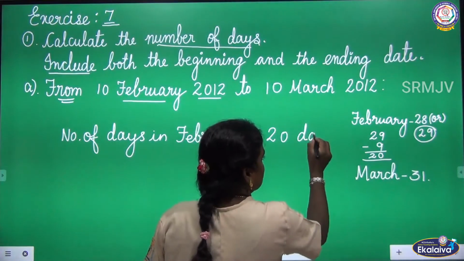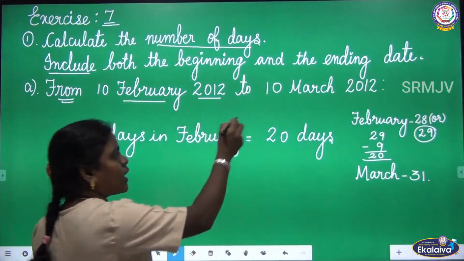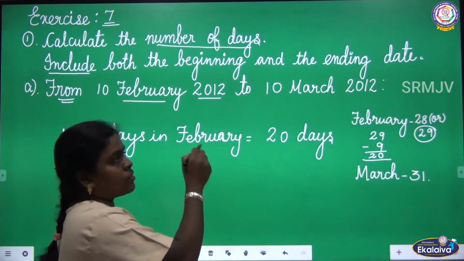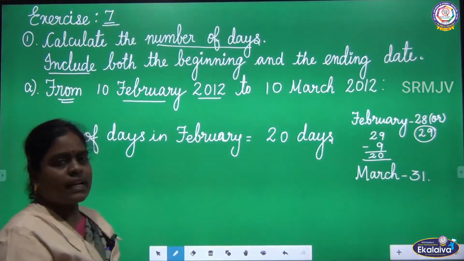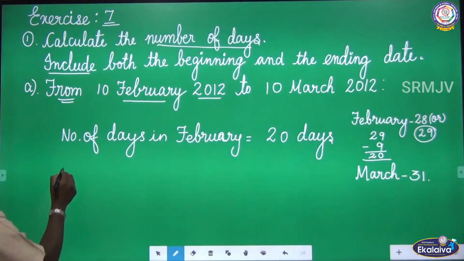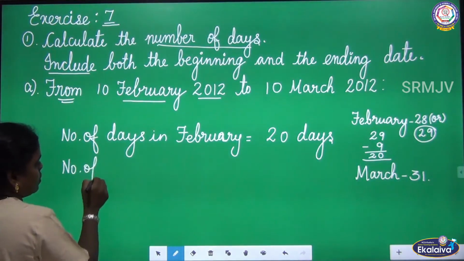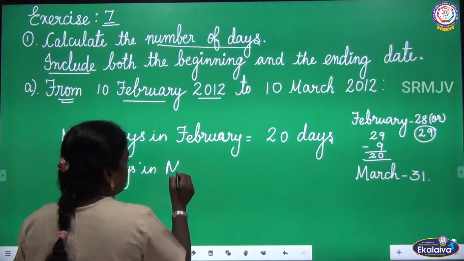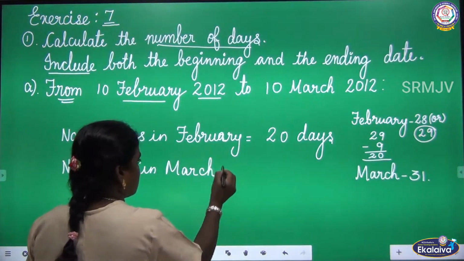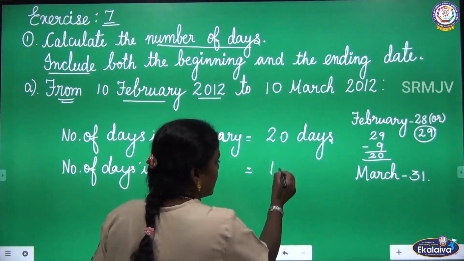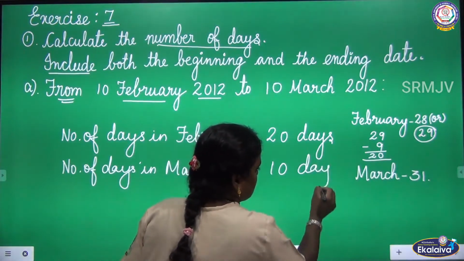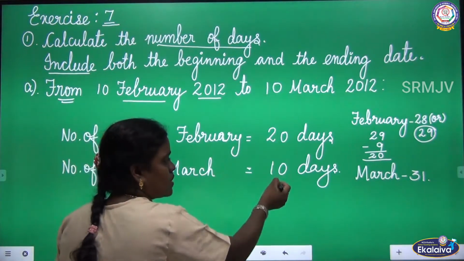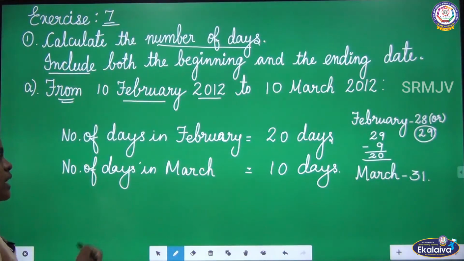20 days. And now look at the next month. It is March. We have to include 10th March also. So we have 10 days in March month. Number of days in March, that is 10 days. So to find out the number of days, we are going to add these numbers 20 and 10.